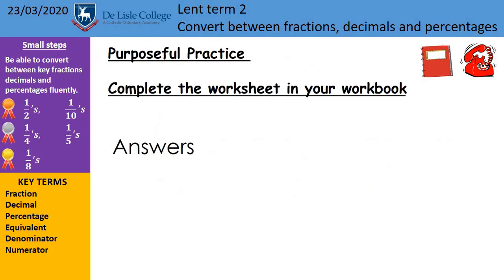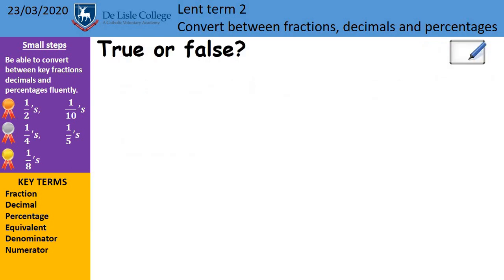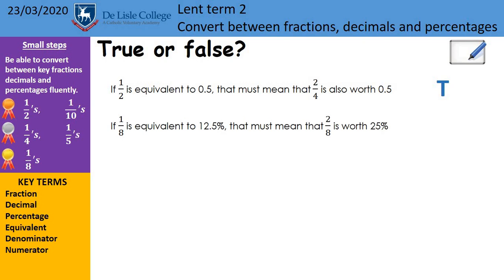Please now complete the worksheet in your workbook, and you'll also be able to access the answers on the Home Learning Centre under Maths for Year 8. Once you've done so, please feel free to have a go at the true and false questions. If 1/2 is equivalent to 0.5, that must mean that 2/4 is also 0.5. True. If 1/8 is equivalent to 12.5, that must mean that 2/8 is worth 25%. True.